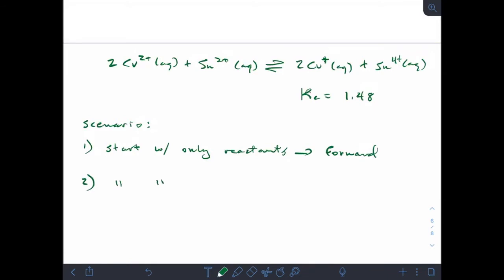Scenario 2, let's say we start with only products. And I take some copper plus and some tin 4 plus and I put them in a beaker. In order to have an equilibrium, I need to have some of all of it, right? So if I start with only products, the only thing we can do is go backward. Okay? Scenario 3, start with some of all. Now what?